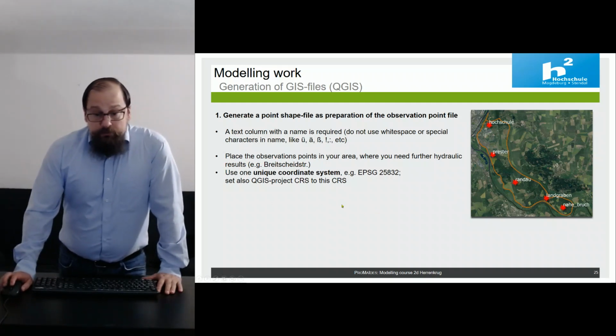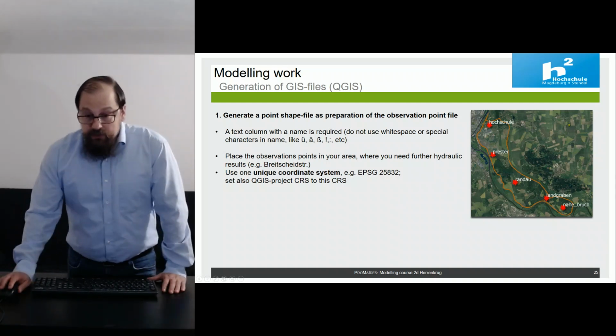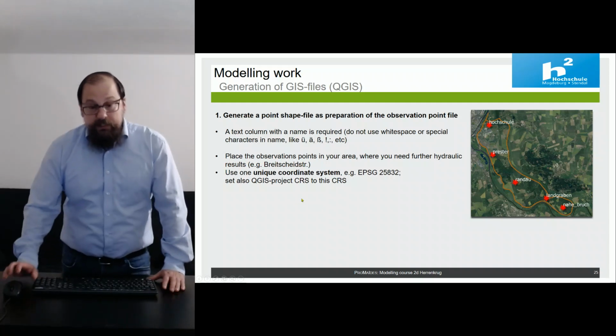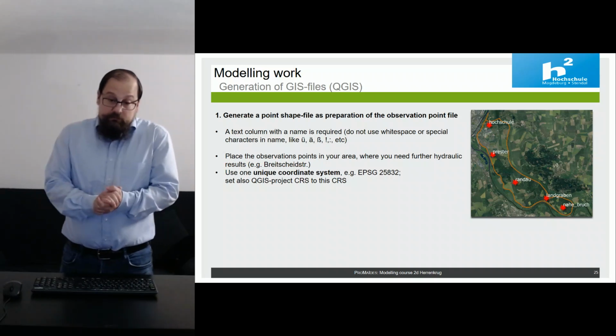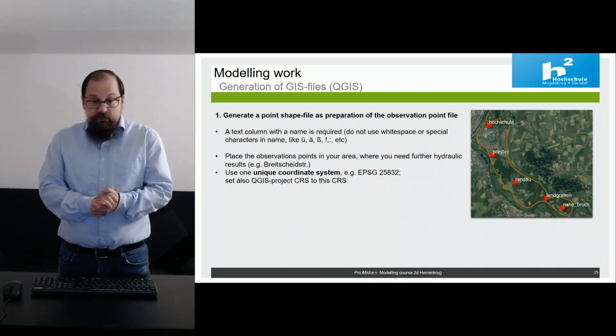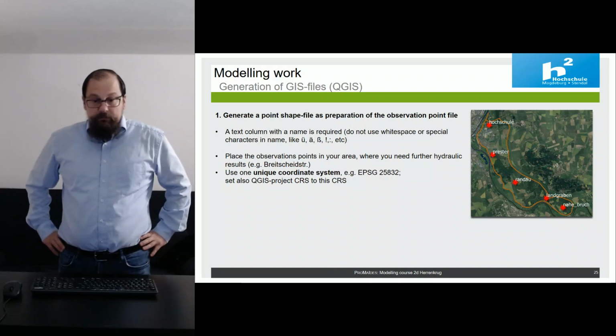Place the observation points in your area where you need further hydraulic information. For example, here at the Breitscheidstraße, I already have an observation point. And again, use one unique coordinate system. For example, I propose 25832 and set also your QGIS project coordinate system to this EPSG code.